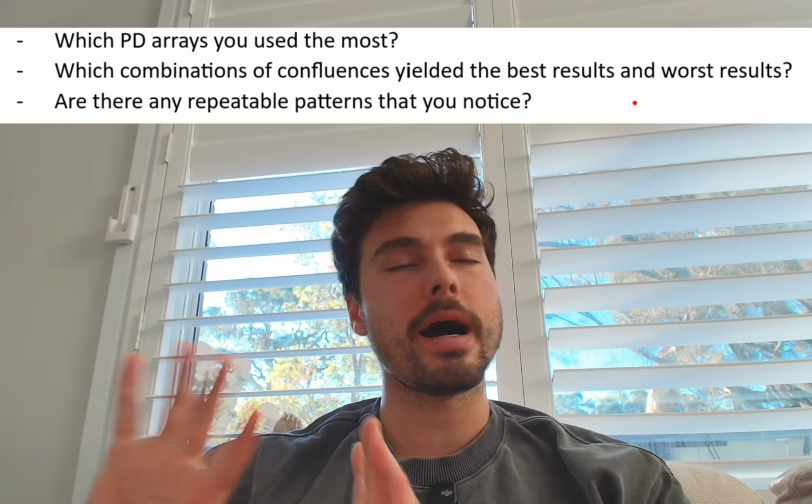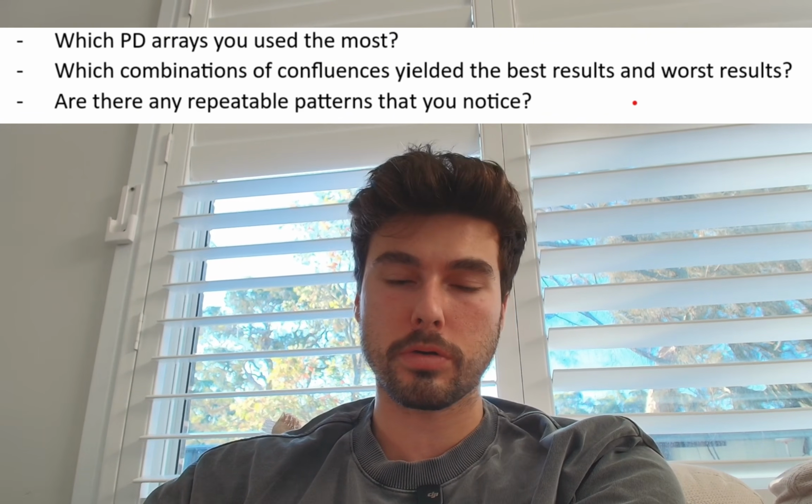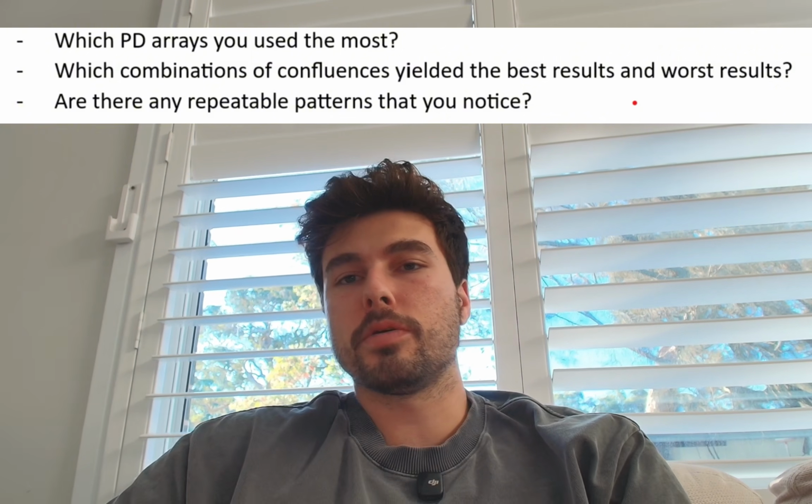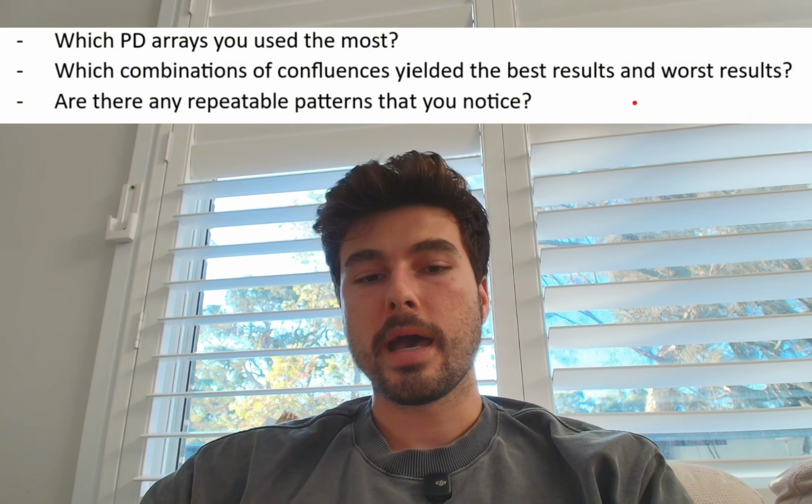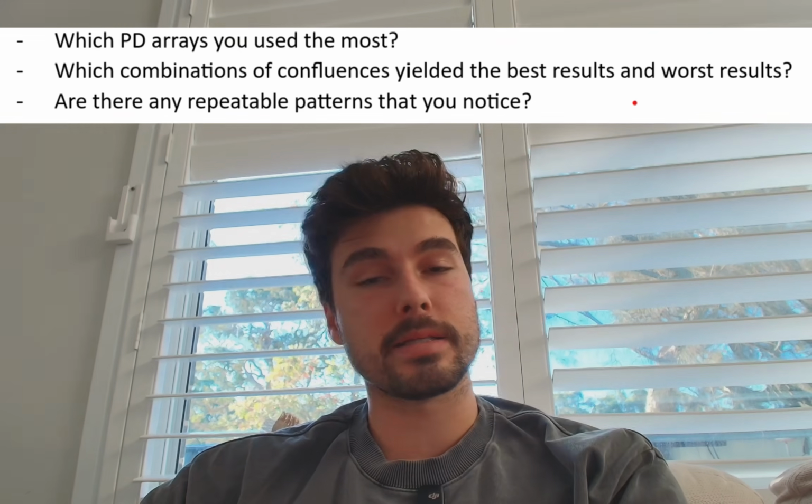Not just the best. You can't negate your losing trades. They're crucial to look over. But which PD arrays do you use most on the winning trades, on the losing trades? And also, are there any repeatable patterns that you notice? Statistics, everyone loves to talk about it. Everyone loves to talk about risk to reward, win rate, and all the rest of it. But I'm going to be very blunt and very straightforward here.